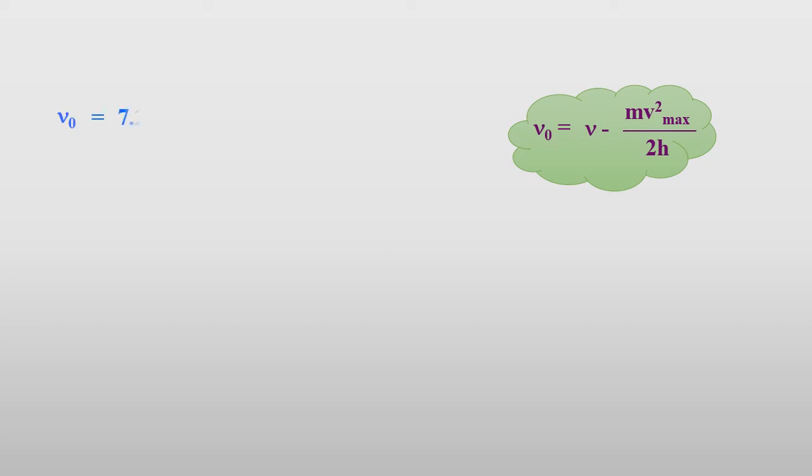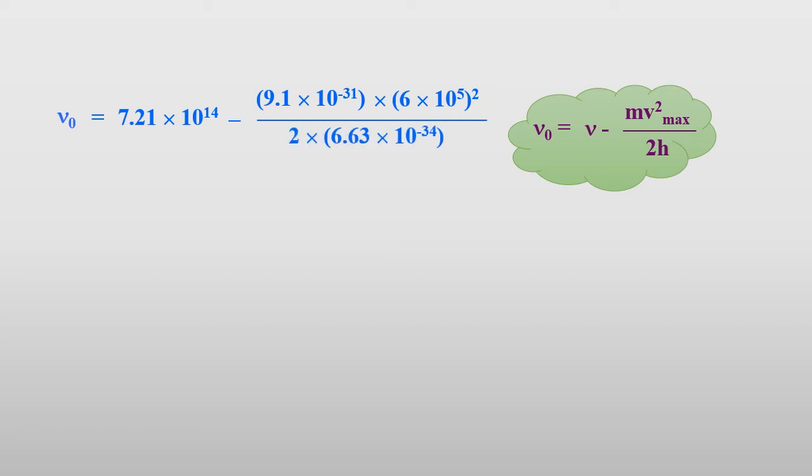So by substituting the value of nu is 7.21 into 10 to the power of 14 Hz minus mass of electron 9.1 into 10 to the power of minus 31 kg multiplied by 6 into 10 to the power of 5 meter per second whole square divided by 2 times of h value is 6.63 into 10 to the power of minus 34. So by solving this, we are getting the answer 4.74 into 10 to the power of 14 Hz.